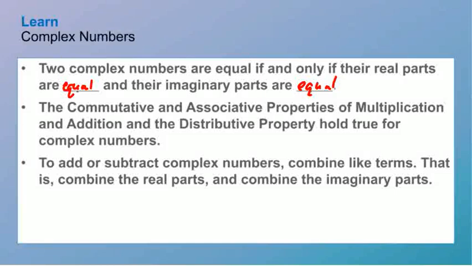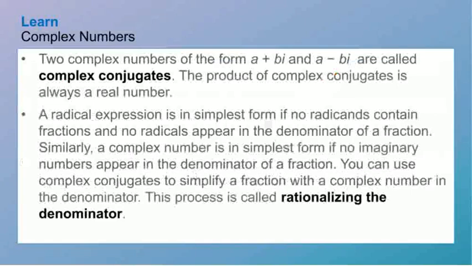The commutative and associative properties of multiplication and addition, and the distributive property, hold true for complex numbers. So to add or subtract complex numbers, combine like terms. That is, you're going to combine the real parts with the real parts and the imaginary parts with the imaginary parts. Two complex numbers of the form a plus bi and a minus bi are called complex conjugates.